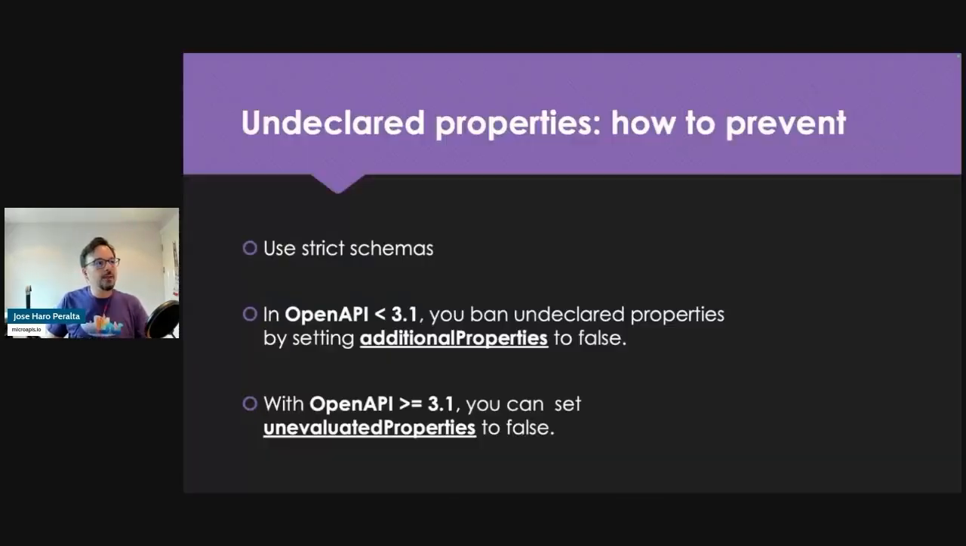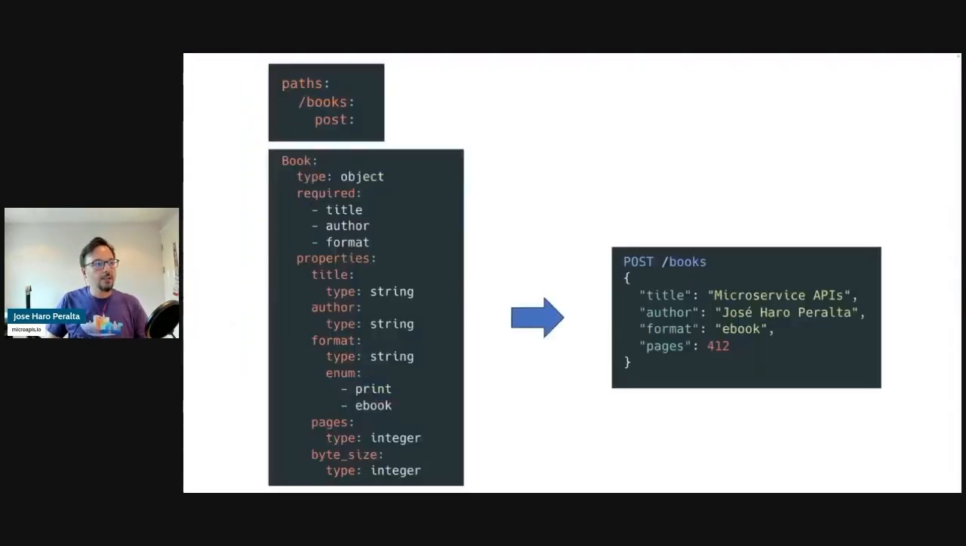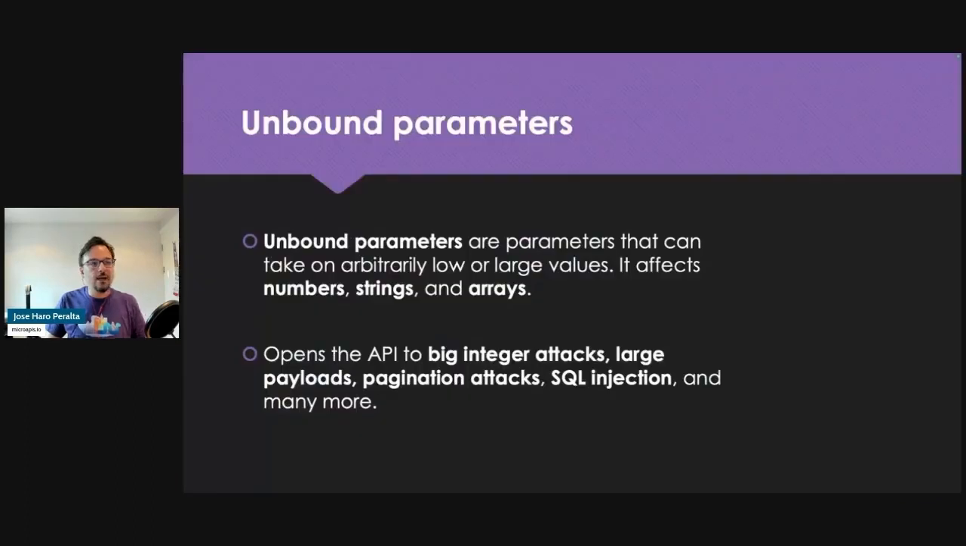Now let's go to something a little bit more complicated, like unbound parameters. So this is very related to what we discussed at the beginning, the pagination parameter. Unbound parameters are parameters that can go in a URL in the form of path or query parameters. They can go as well in a payload. And these are parameters that don't have constraints. So think of numbers, strings, and arrays.